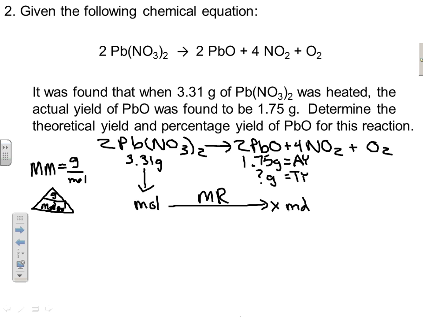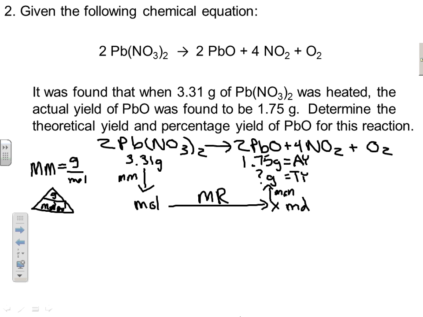Now I still have to go up. And again, I'm going to need my equation rearranged, which means I'm going to need a molar mass again. I'm going to need a molar mass of this one and a molar mass of this one. That's supposed to be MM. So let's go ahead and get those molar masses so we can do our calculations.